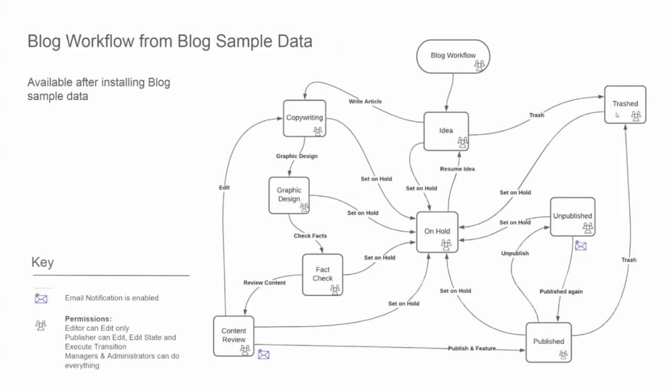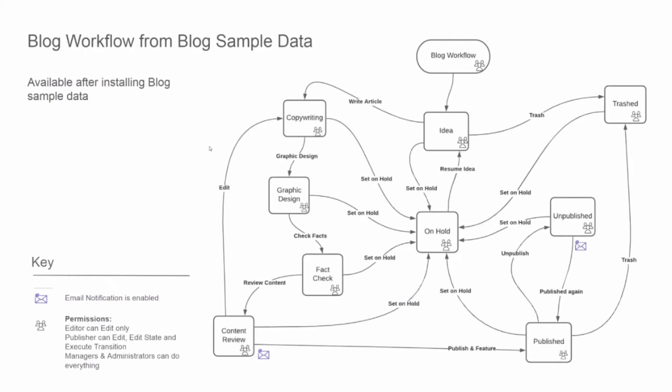You can see now with this workflow, there's only one place where an email is sent out, and that's after the content review, when the item is published and featured. And when it's published again, sorry, there's another one there. So anything to do with publishing automatically triggers the email. And yeah, I think it's a really lovely workflow.